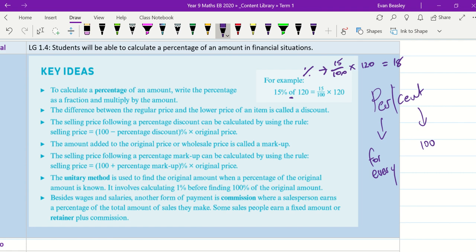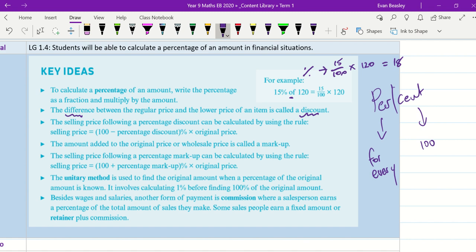Now the difference between a regular price and the lower price of something is called a discount. So discounts are good because you pay less money for something. So I would like to buy my chocolate on a discount. That means I get more chocolate for the same amount of money. And that's good because I like chocolate.